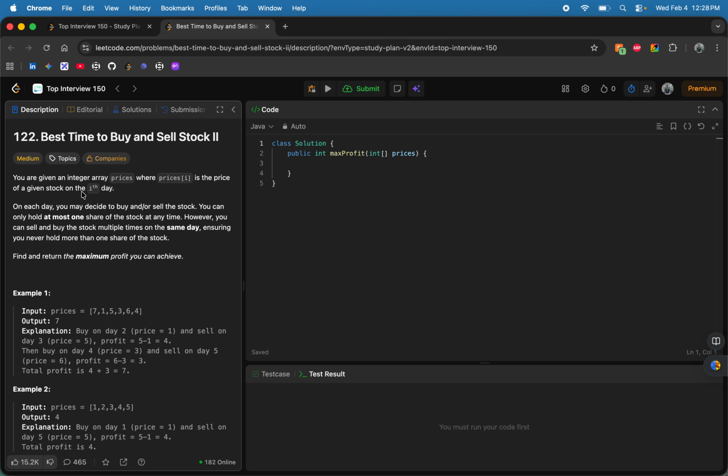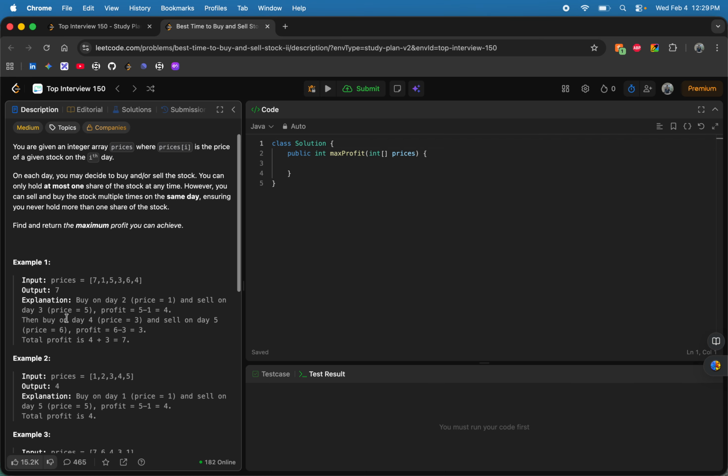You are given an integer array prices where prices[i] is the price of a given stock on the ith day. On each day you may decide to buy and/or sell the stock. You can only hold at most one share of the stock at any time. However, you can sell and buy the stock multiple times on the same day, ensuring you never hold more than one share of the stock. Find and return the maximum profit you can achieve.